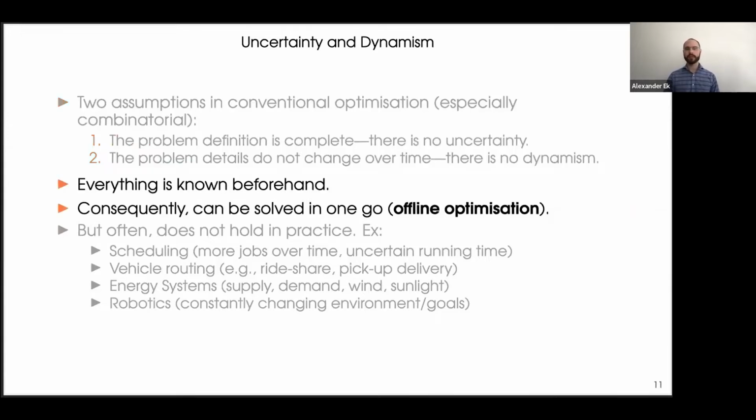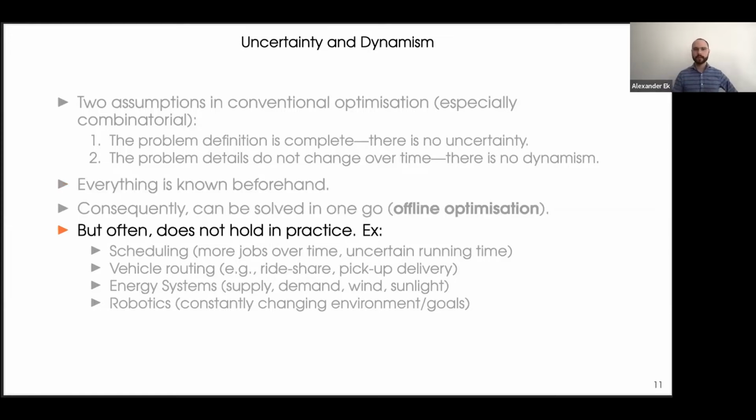So everything is known beforehand. And as a consequence, we can solve this in one go. I mean, if time permits, of course. We call this offline optimization because we just look at the whole problem, all the information, and we try to come up with a solution.